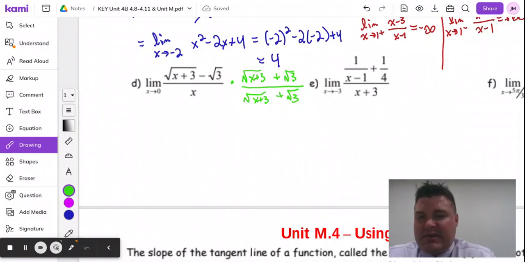Okay, and when you do that, you limit your simplification. We're going to leave the bottom as is.